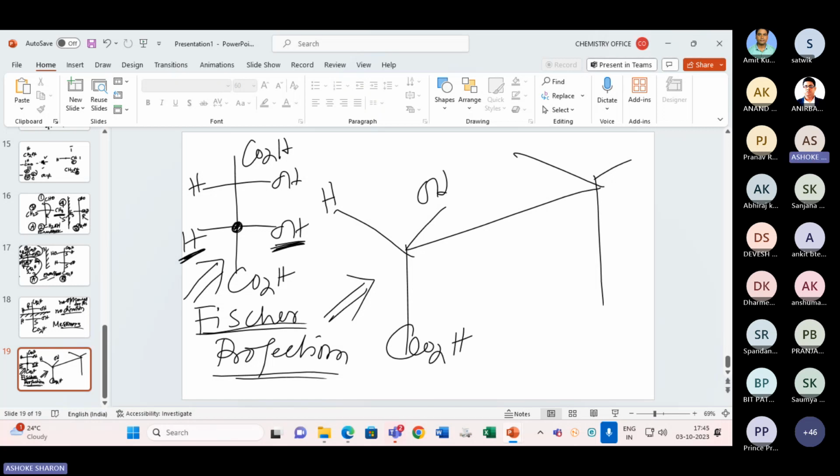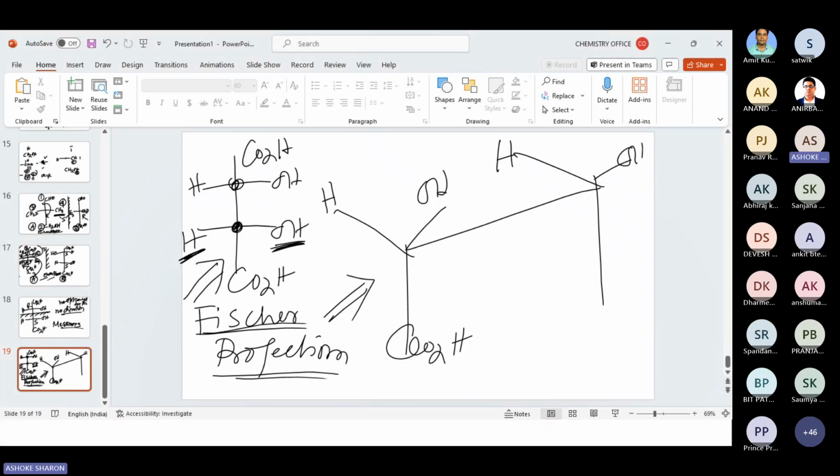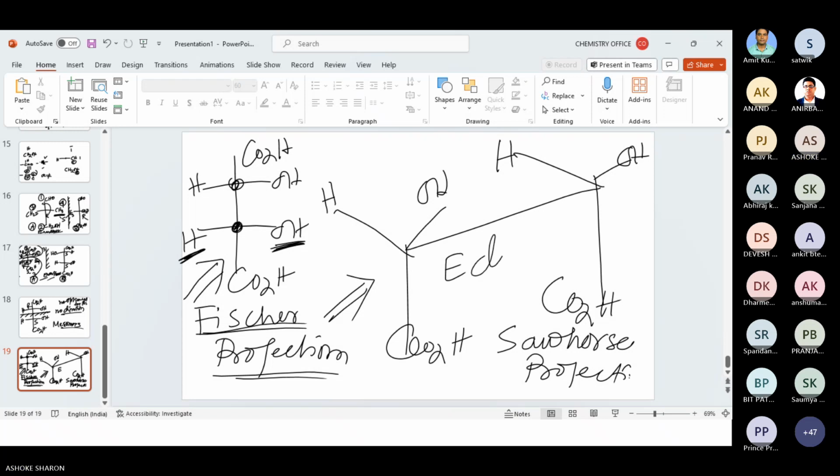Similarly, if I observe from that direction, again on that particular carbon, left side is hydrogen, right side is OH, and this CO2H group is down. So this structure is called the Sawhorse projection formula, and this is an eclipsed form. This is an eclipsed conformation.